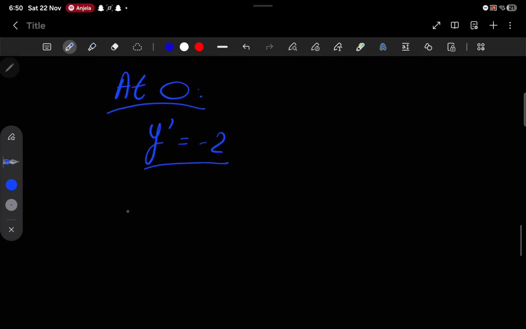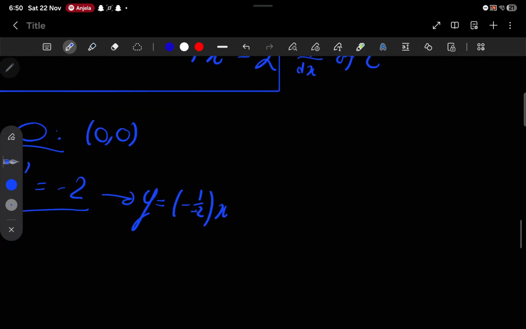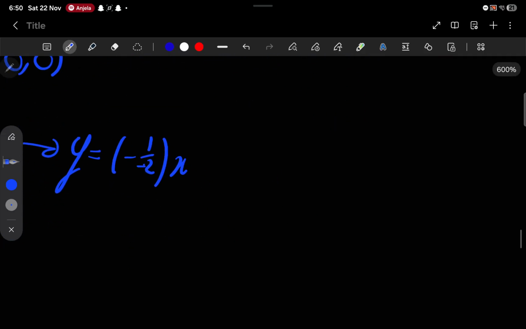Now, what's the equation of the normal here? Remember, it's going to be negative 1 over negative 2, x plus... we got the point O. Remember, O is 0, 0. So it doesn't matter, we won't have a b. So this is essentially my equation of that normal. So it's just going to be 0.5x.